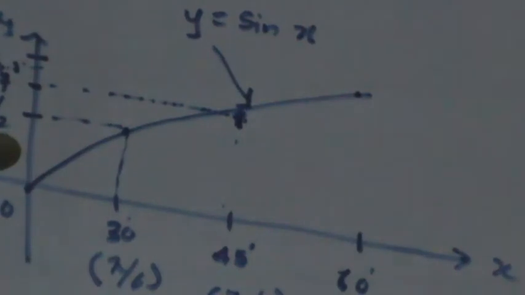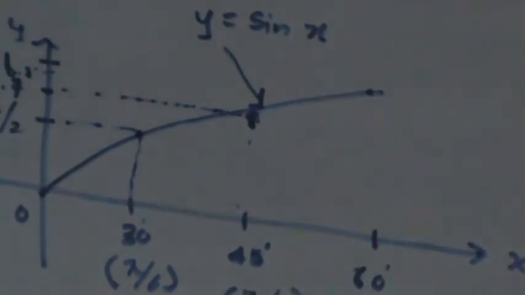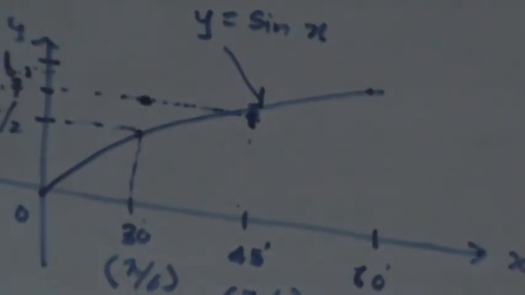So what is y equals sin 2x? When x is equal to 30 degrees, y is equal to root 3 by 2, so that is here. When x is equal to 45, y is equal to 1, so this is somewhere here.